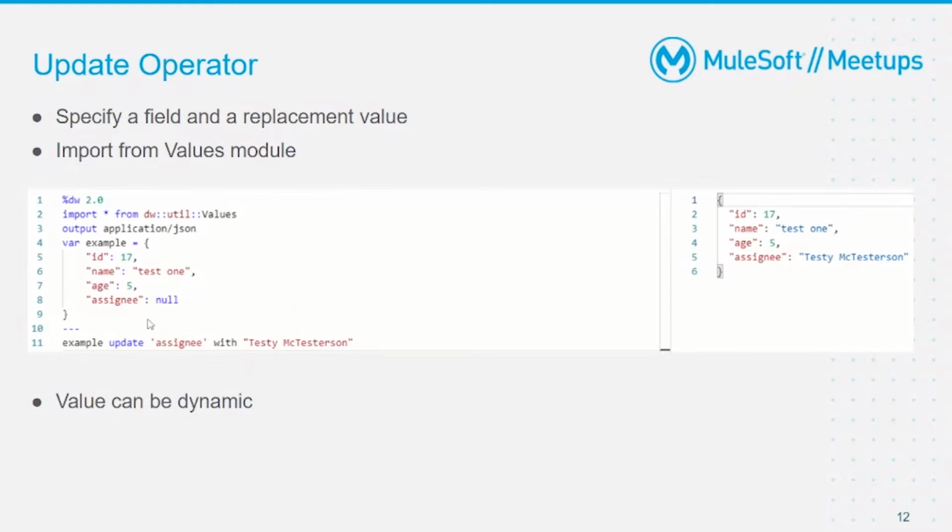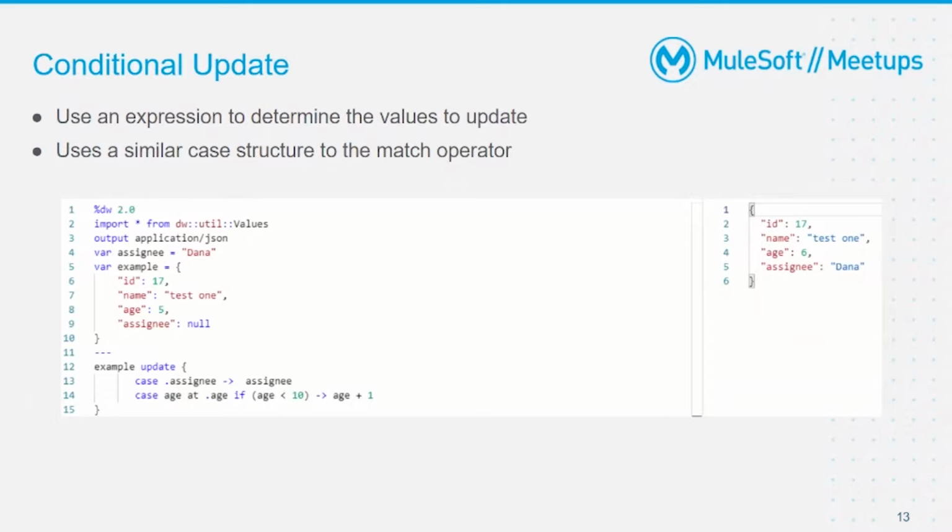In this case, we have our example, the small object with a couple different fields. Here we want to update the assignee, and we can do that with a simple update notation. Example, update assignee with the value. That value could be dynamic, it could be pulled from a variable, you can do a whole variety of things with this, and it very much obviates the need for those complicated but basic transformations that we had previously.